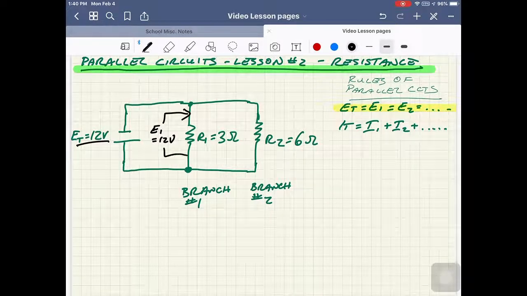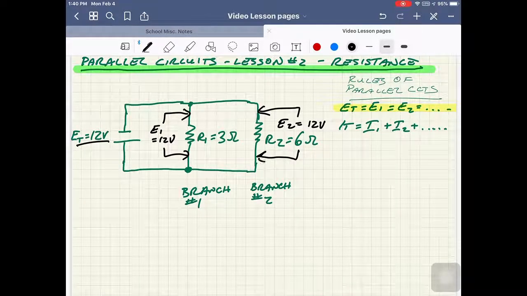So over here E2 equals 12 volts across there. In this example, we are going to give some resistive values. R1 we're going to call 3 ohms. R2 we're going to call 6 ohms.